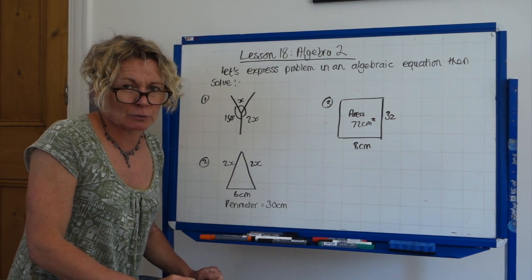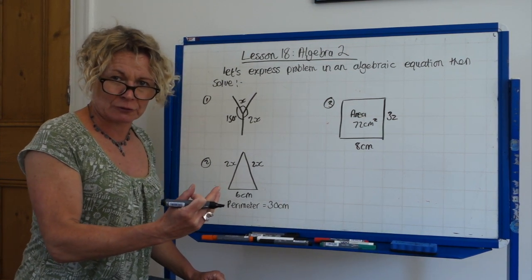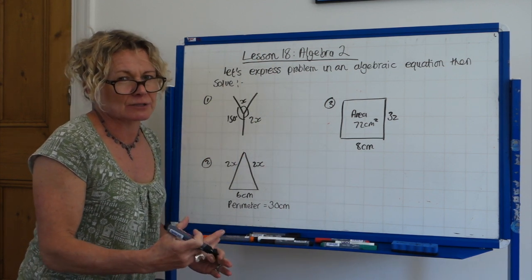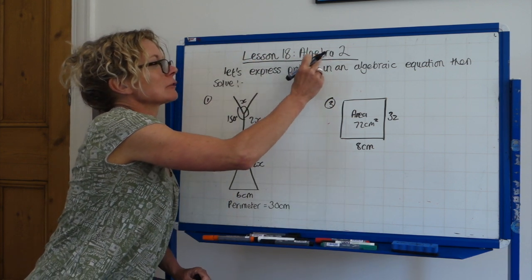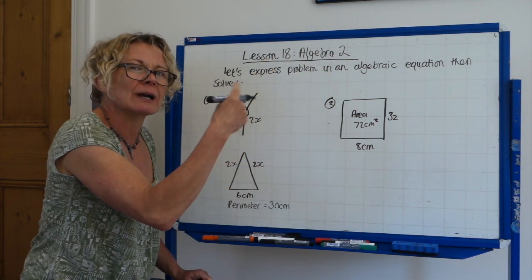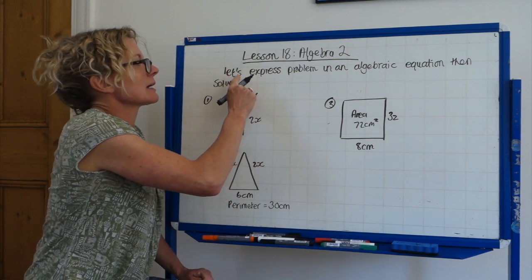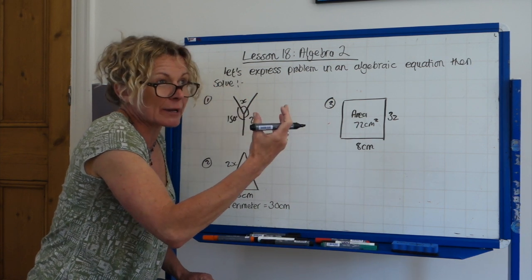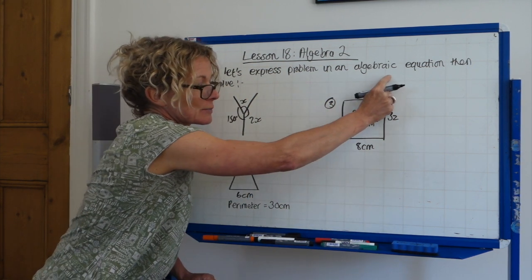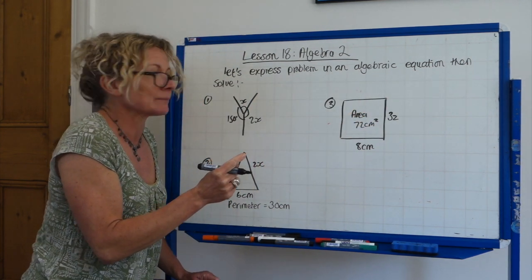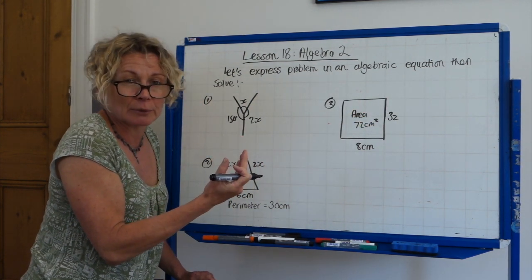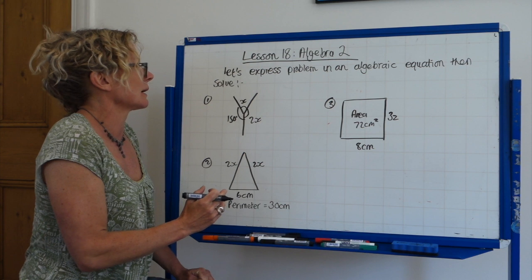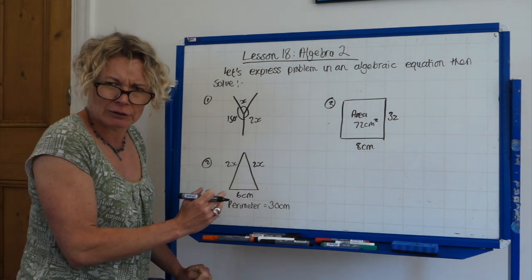So we are still on with algebra, just going a bit of a step further forward. This is lesson 18, okay? So the learning intention for today that you can put in your book is Algebra 2, okay? And what we're going to look at in this second lesson of algebra is how to express a problem in an algebraic equation and then solve. So it is a missing number problem, but we're just extending that to actual problems that you can see on the board here, okay? Right, so let's crack on.